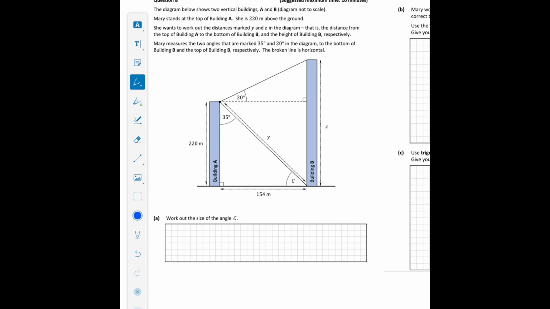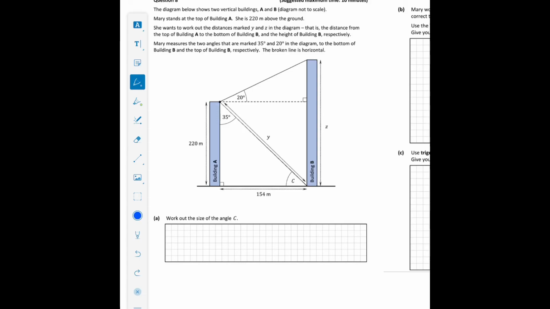Okay, so the diagram below shows 2 vertical buildings A and B. Diagram's not to scale, so you can't measure them or anything like that. Mary stands at the top of building A. She is 220 meters above the ground, so this height here is 220 meters. She wants to work out the distance marked Y and Z in the diagram.